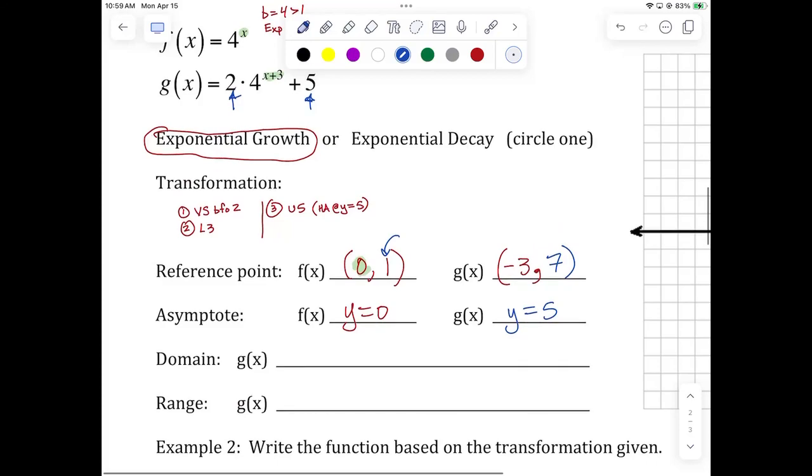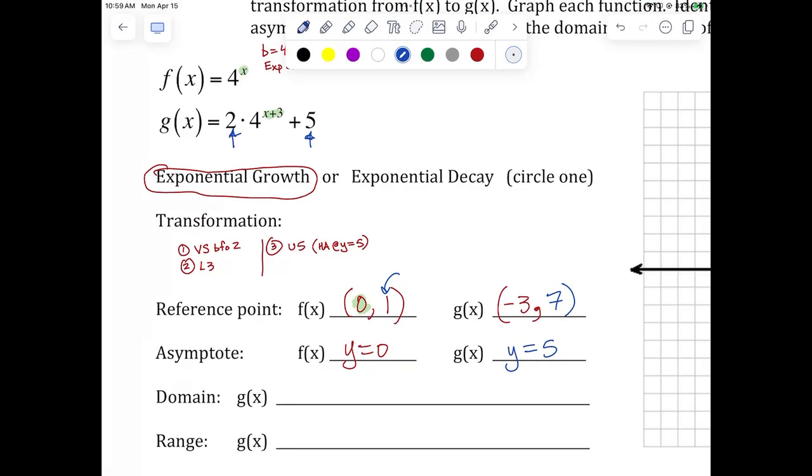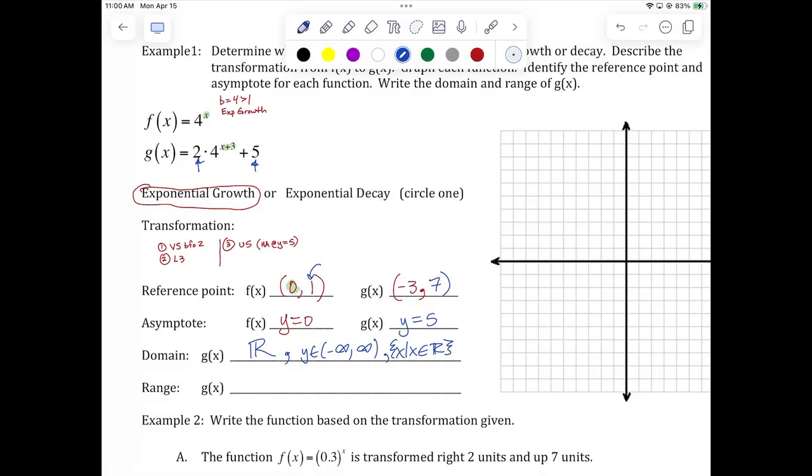All right, now for the domain, what's the domain of g? That's the transformed graph. Guess what you could do with your eyes closed for the domain every time? All real numbers, double R. Oh, yeah. Now, if it asks for interval notation, you could say x is an element of negative infinity to infinity. If it asks for set notation, you could say the set of all x such that x is an element of the real numbers, something like that.